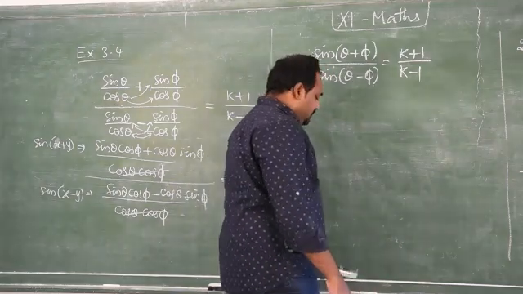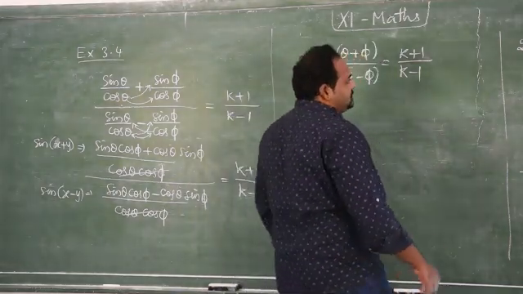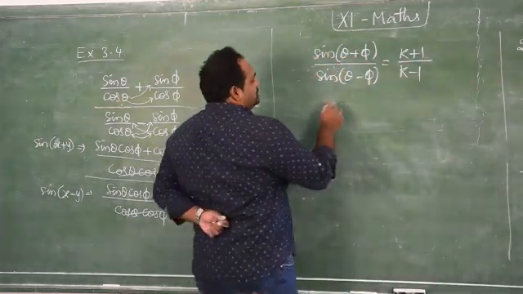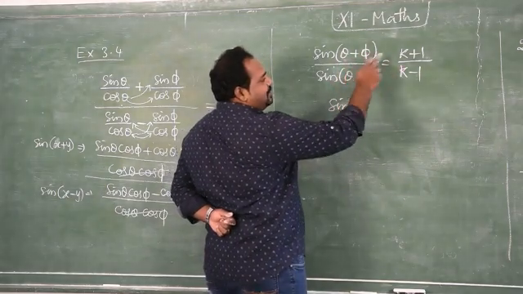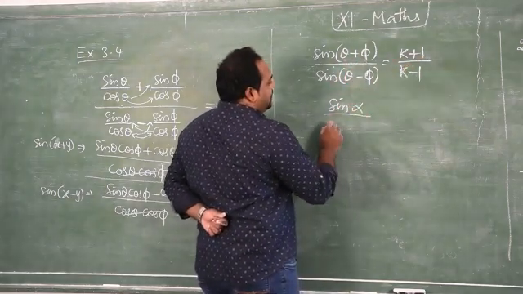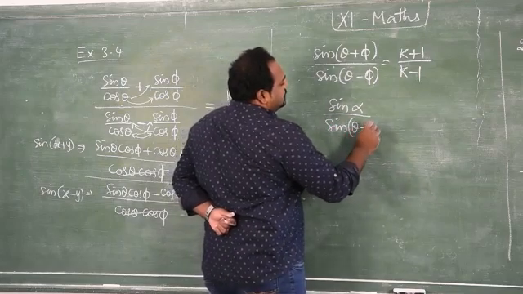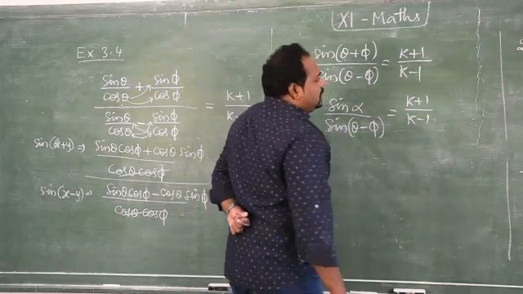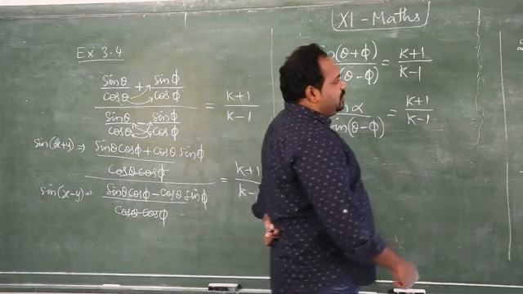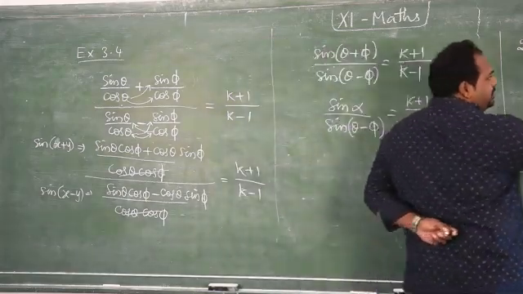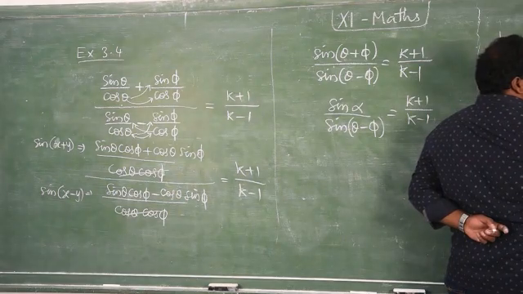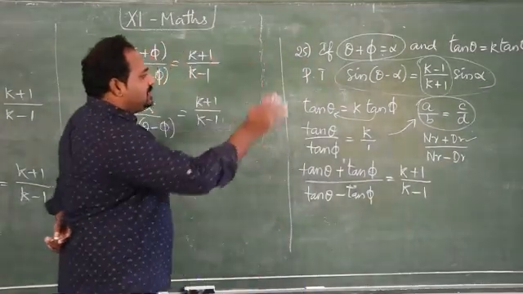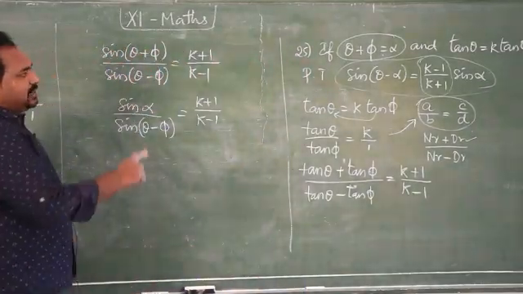Here we have to use another piece of information which is given in the question: theta plus phi can be written as alpha. So in the numerator, theta plus phi is alpha, so sin alpha by sin of theta minus phi equal to k plus 1 by k minus 1. Look at this proof. We have done the proof, but we have the left hand side sin alpha, theta minus phi, here k minus 1 by k plus 1 into sin theta. Almost all the terms are there, but we have to rearrange them according to our proof.